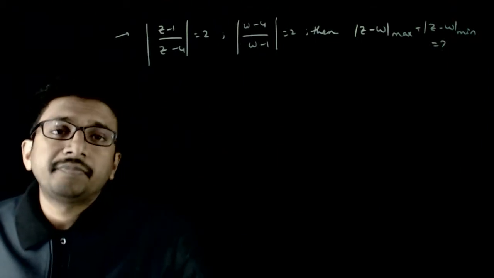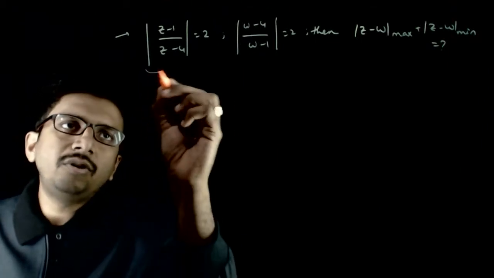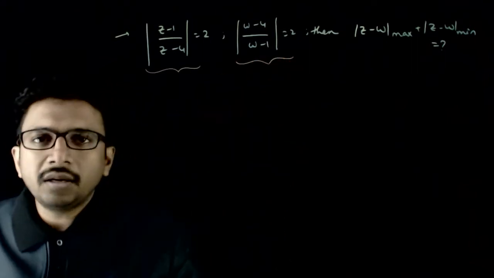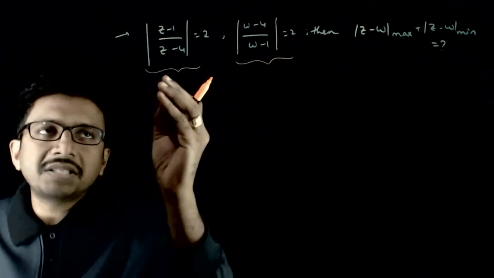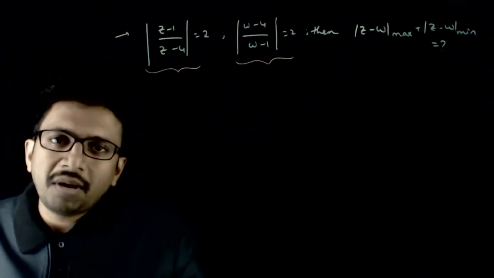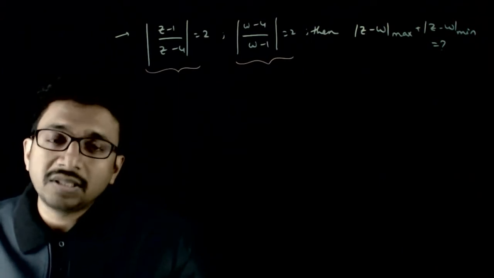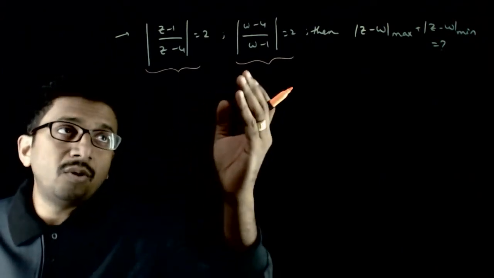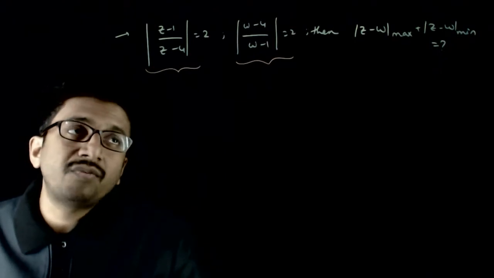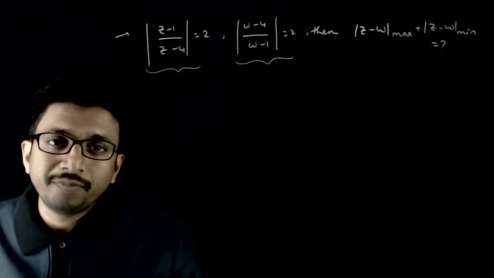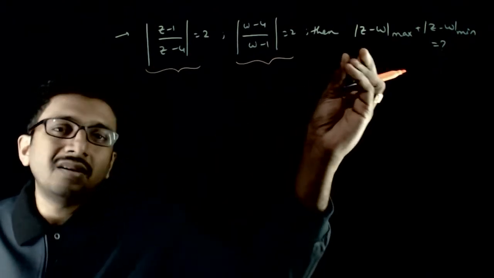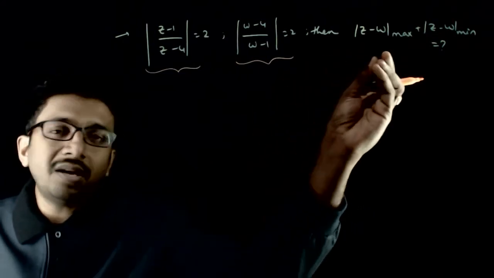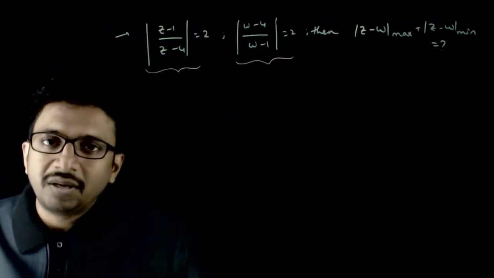So welcome students. In this question you're given two curves in the complex plane. The first curve is mod of z minus 1 by mod of z minus 4 is equal to 2, and omega satisfies mod of omega minus 4 by omega minus 1 is equal to 2. What is the minimum distance between z and omega plus the maximum distance between z and omega?